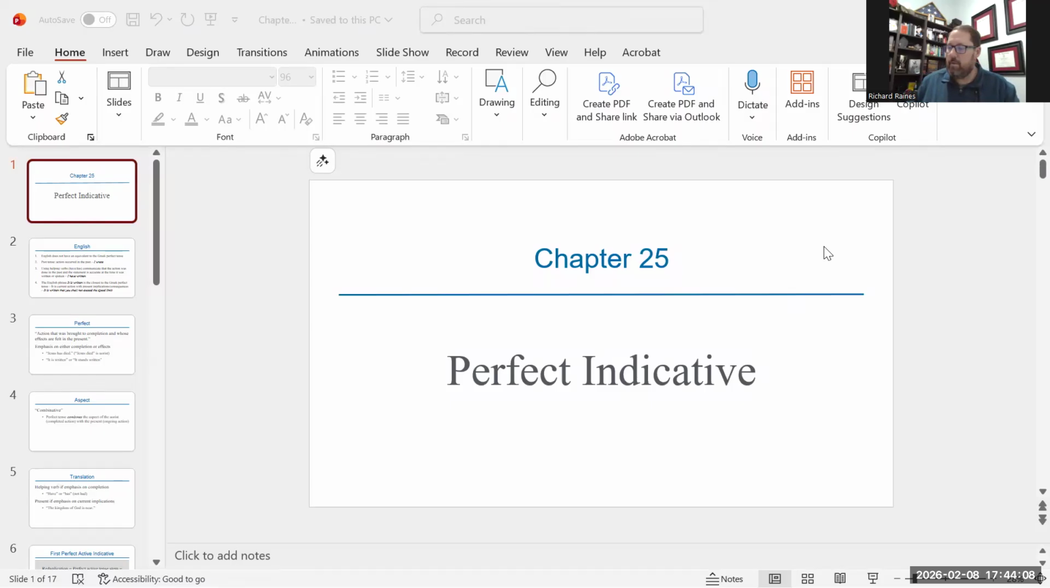Okay, everyone. This is your last verb tense that you will have to learn. We're going to talk about the perfect indicative. And although I usually remind you, or I try to remind you, to follow along in your textbook, I really mean it this time. I want you to pause this, grab your textbook, and go to chapter 25 because we're going to be moving through the text.